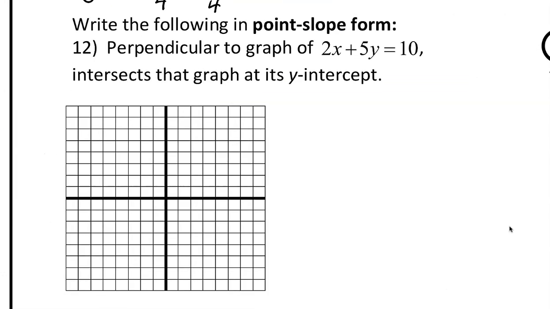Number 12 says write the following in point-slope form. It's perpendicular to the graph of 2x plus 5y equals 10 and intersects that graph at its y-intercept. This is in standard form. So how about we find the intercepts? We have the x-intercept and we have the y-intercept.